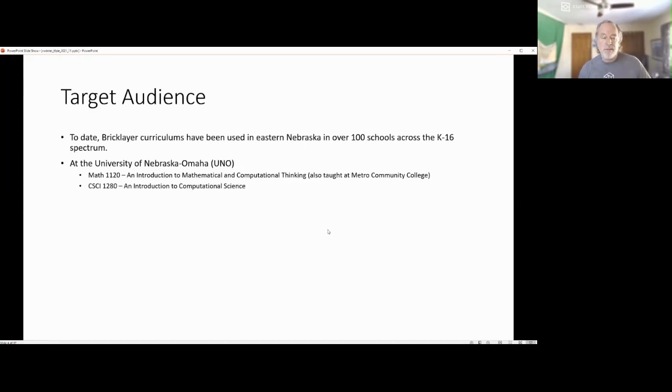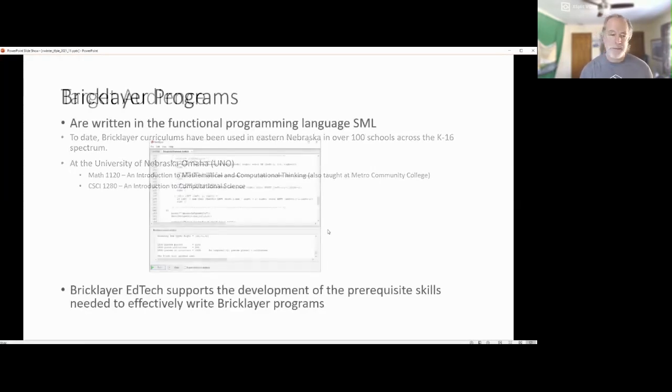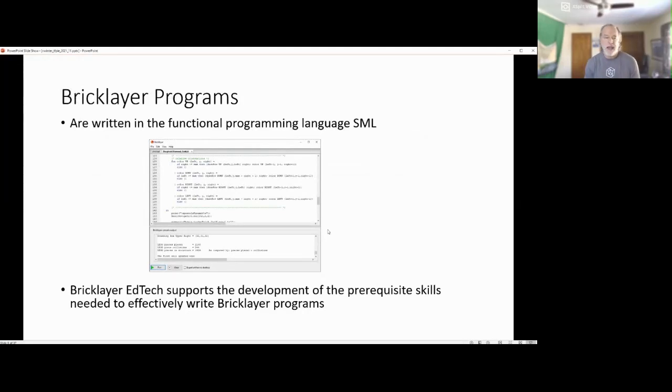So in the computer science department, where I'm a professor, I use Bricklayer to teach computational science. And these are introductory courses, so both of these courses assume no background in programming at all. So at the end of the day, Bricklayer programs are written in the functional programming language SML. And what you see here is a lightweight IDE that we've developed for that purpose. And so Bricklayer EdTech then supports the development of the prerequisite skills needed to effectively write Bricklayer programs.